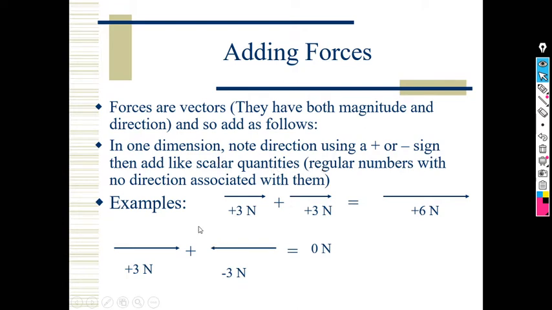For example, consider here one force in the forward direction with a value of 3 Newton. Another force is also in the forward direction, having the same value of 3 Newton. Now the additive force of these two is equal to 6 Newton in the same direction.